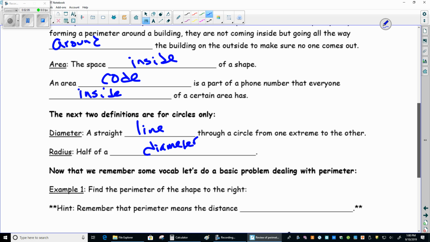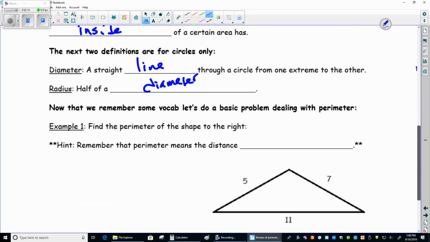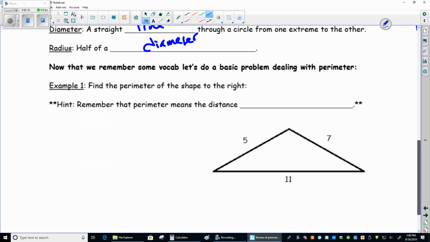All right, so now that we have those out of the way, let me show you guys some questions that you're going to see on my assessments and on the state assessment. So, a super basic one: find the perimeter of the shape to the right. Perimeter, I think, is a little bit easier because you don't have to memorize anything. You don't even have to look at your reference sheet. You just need to remember one thing. It's the distance around it.